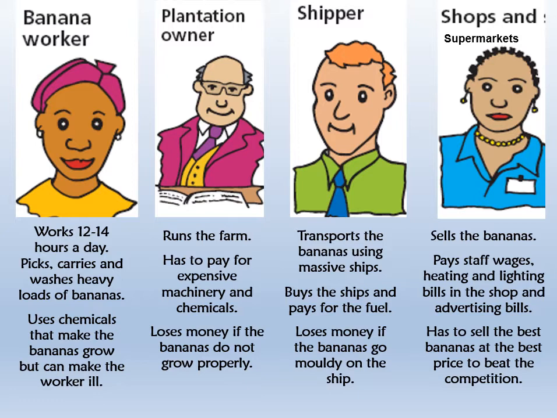They transport the bananas using massive oil tanker sized ships, have to buy the ships, have to pay for the fuel, and if the bananas go mouldy on the ship, or if anything happens which means that the ships can't get them there on time, they lose money. You've finally got the shops and supermarkets. They sell the bananas, they have to pay staff wages, they have the heating and lighting bills in the shops, they have advertising bills. They have to sell the best bananas at the best price so they beat the competition. Every shop and supermarket will want to be the one selling the best.